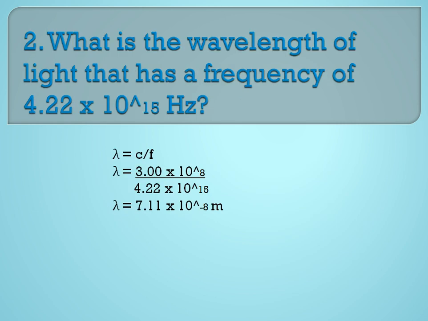Number 2, what is the wavelength of light that has a frequency of 4.22 times 10 to the 15th hertz? Well, if we take our formula for wavelength, we know that lambda equals c over f, and if you need a refresher, c is the speed of light, which is a constant, and f is our frequency. So we're going to plug in our constant for c, and then we're going to plug in our frequency, which is 4.22 times 10 to the 15th, and we'll get a total wavelength of 7.11 times 10 to the negative 8th meters. Do not forget your units, or you're screwed.